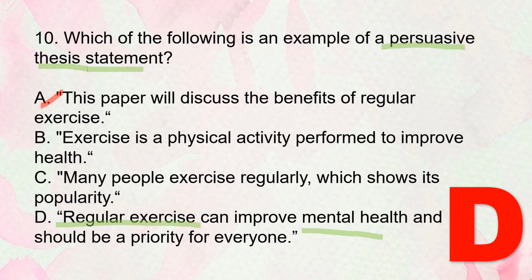Letter A, this is an informative thesis as it merely indicates that the paper will discuss a topic without taking a stance or attempting to persuade the reader. Again, letter A is just an informative thesis. For letter B, this is a factual statement and doesn't express a viewpoint that invites debate or persuasion. Again, letter B is just a factual statement.